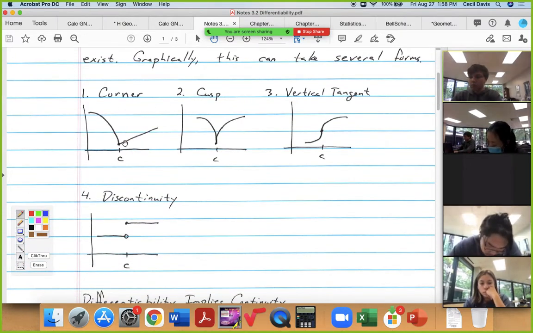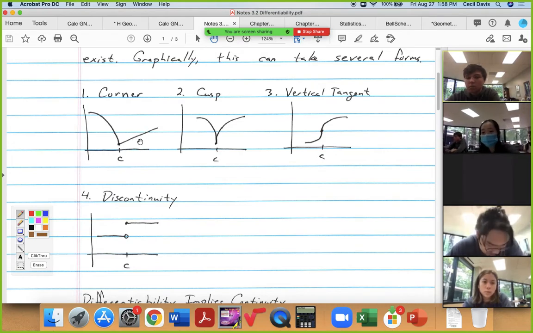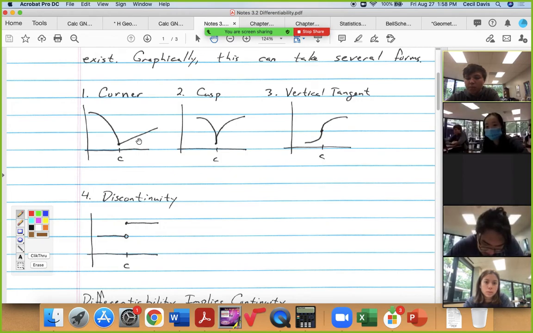So for example, on this one, this is typically called a corner. Some books call it a sharp corner. I usually just say the left-hand derivative at c does not equal the right-hand derivative at c. Yes, it's more words than writing corner, but it's more mathematically correct.